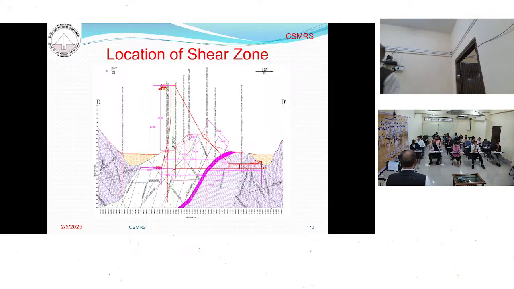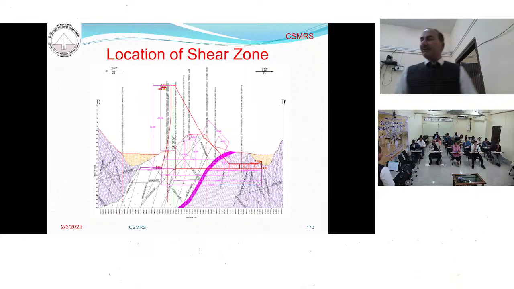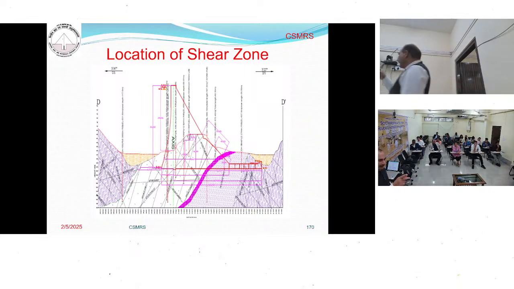So we tried to collect a sample. The material was so hard that we were unable to collect the sample. We were unable to conduct the SPT test. No other test was possible there. So how do we characterize this shear zone? The project authority approached us and we decided to conduct the pressure meter test there.